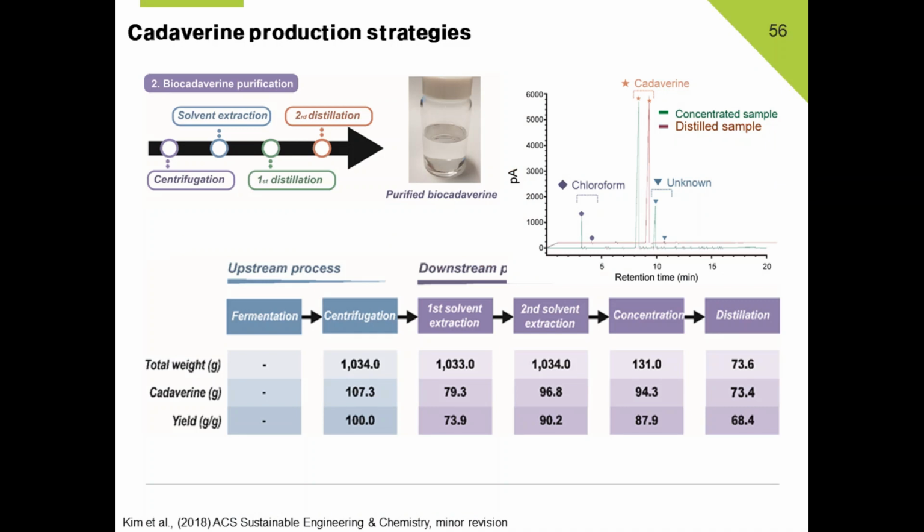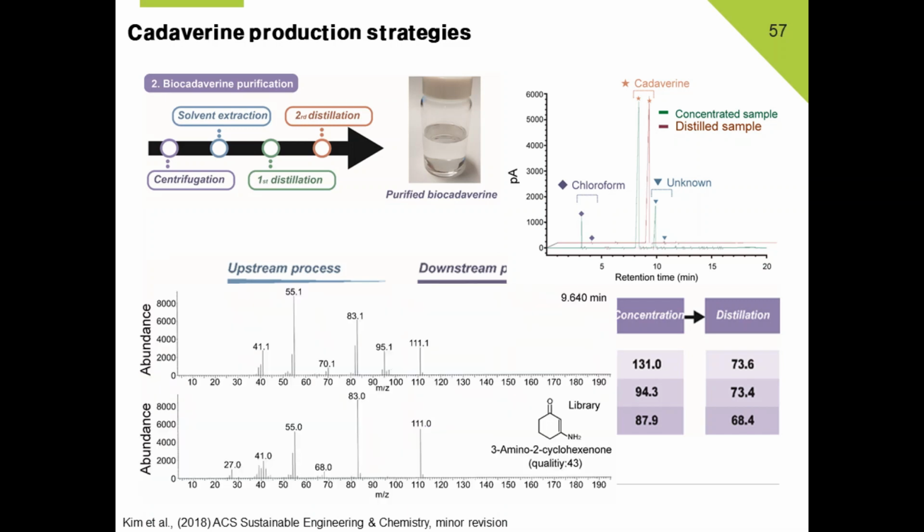I think this figure shows that we found an unknown chemical or an unknown product in the first graph. That's why we also did further NMR to identify it. We think it's this byproduct, but this is only during the purification process. This chemical was not present during the fermentation process. The 3-amino 2-cyclohexane.